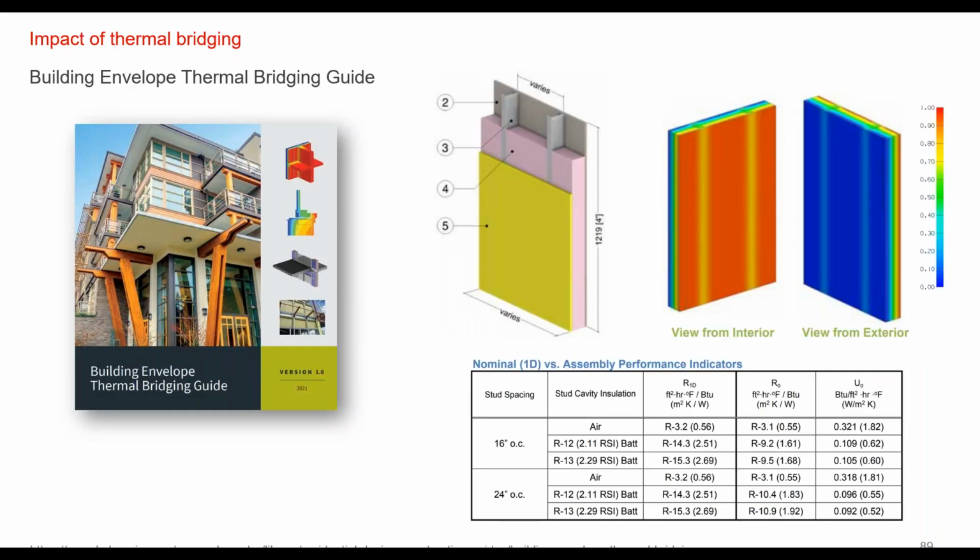Another good place to look, and again we're going to give you a lot of resources in the next day and a half, is the Thermal Bridging Envelope Guide. This was developed by Morrison Hershfield in British Columbia, and it has a lot of different assembly types, different insulation locations, and different makeups of fairly typical assemblies. I think there are over 100 different ones in here, and for different stud spacing, they give you the nominal 1D versus the total assembly, right?